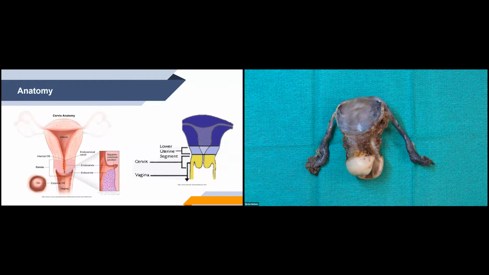The opening into the uterus is called the internal os, and the opening into the vagina is called the external os. Between the internal os and external os is the endocervical canal. And another important landmark to identify is the lower uterine segment, which lies right above the cervix.